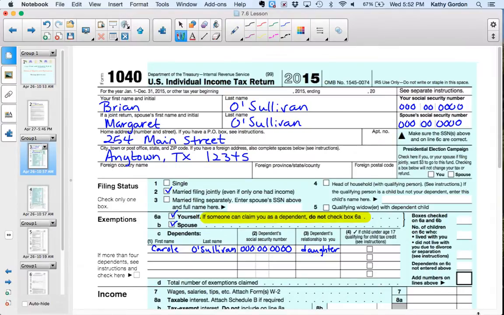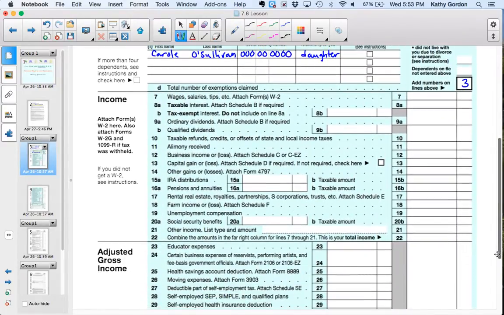And so then we fill in our boxes here. So the boxes checked on 6A and 6B, that would be 2 of them because we have both you, yourself, and spouse. The number of children on 6C who lived with you, we are assuming that Carol lives with them, so we'll put 1. There's no information about any children from a divorce or separation. There's no dependents that have not been included above, and so we now have a total of 3 to put in the box. All right, so that takes care of the personal information section.